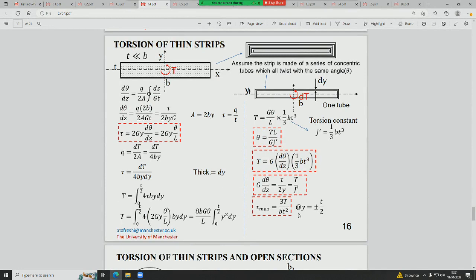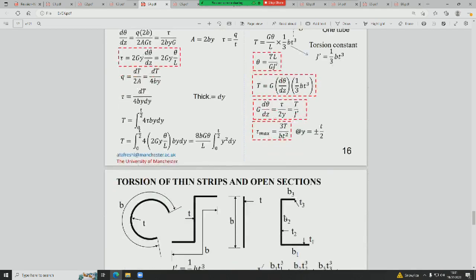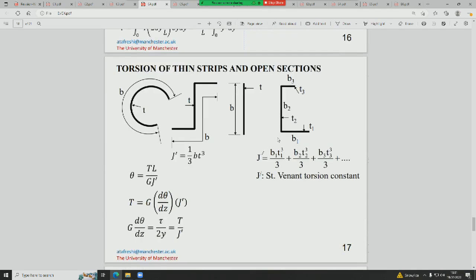So that's why you end up with this equation. When y is plus minus t over 2, and you substitute in this equation, the maximum shear stress is equal to 3T divided by b t squared. And we can use the same equation for all these open sections. If the thickness is constant, then we just use the same equation, b is the total length of the section. And if the thickness is variable, obviously, the torsion constant is defined by this equation. You can find it in your examination data sheets.